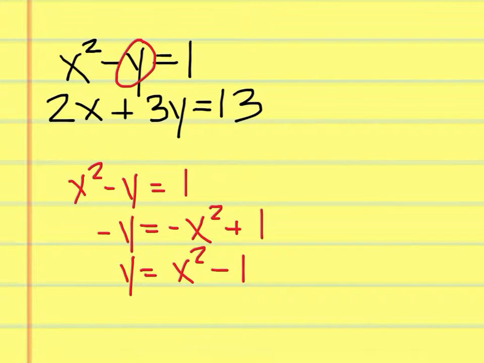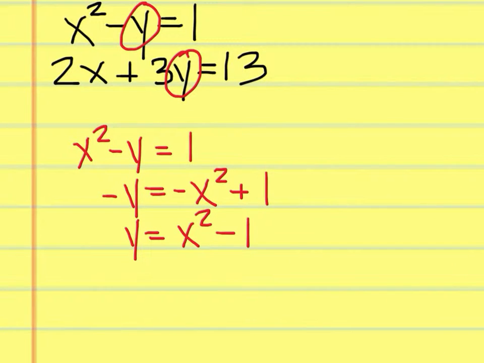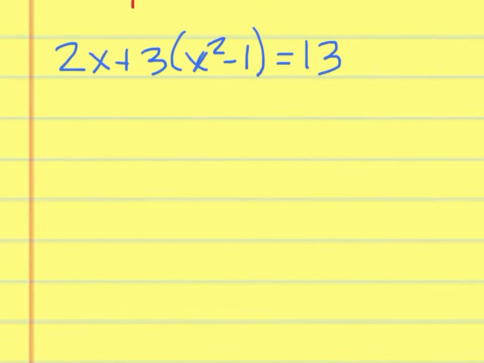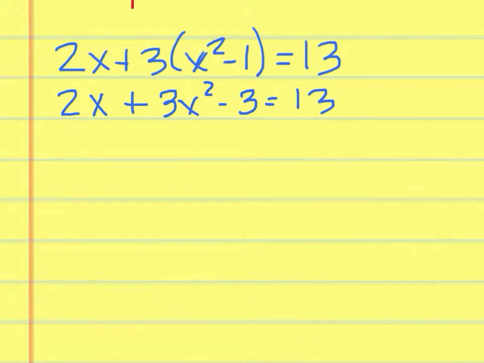You can insert that into this y here. When we do that, we come up with this: 2x plus 3 times x squared minus 1, and then equals 13. So let's simplify this by distributing the 3 to come up with 2x plus 3x squared minus 3 equals 13.